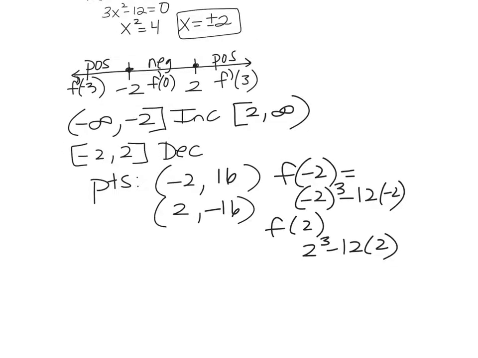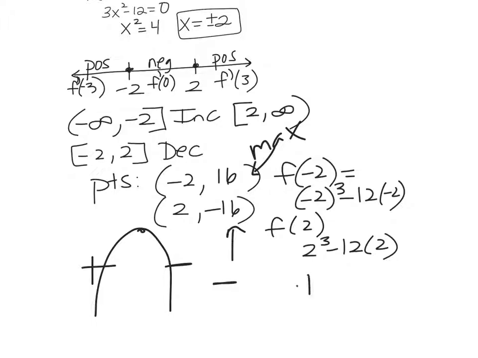All right, so at -2, I'm increasing on the left and decreasing on the right. If I'm increasing on the left and decreasing on the right, it looks like that. So that would be a maximum, and you can tell it's +16. And this one over here, at +2, I'm negative on the left and positive on the right, which means I'm decreasing on the left, increasing on the right. That would be a minimum.